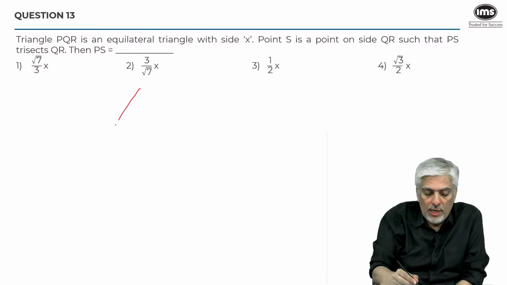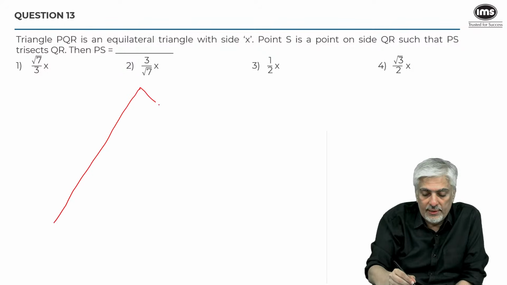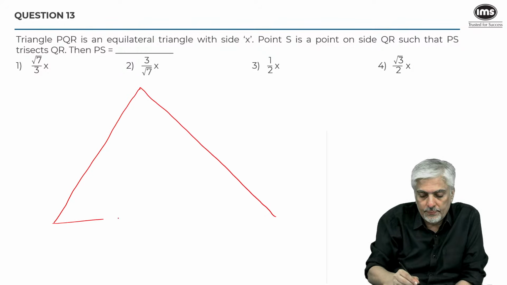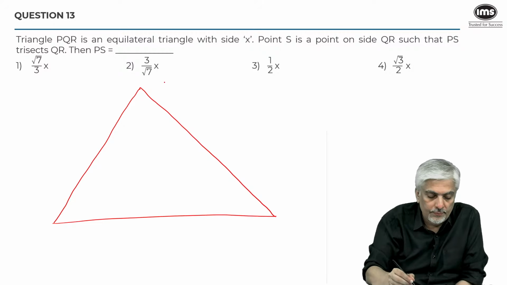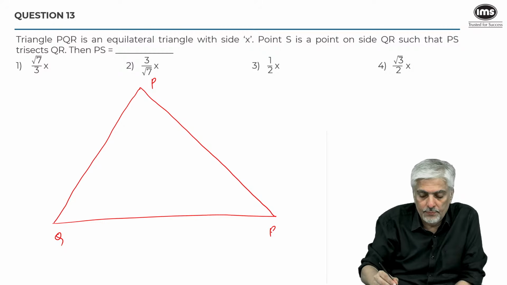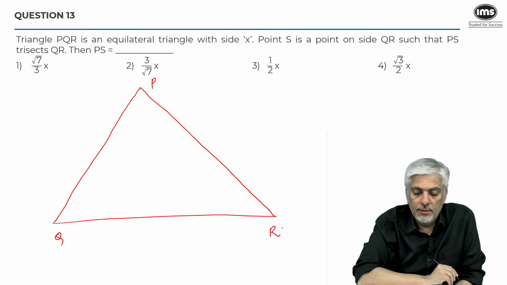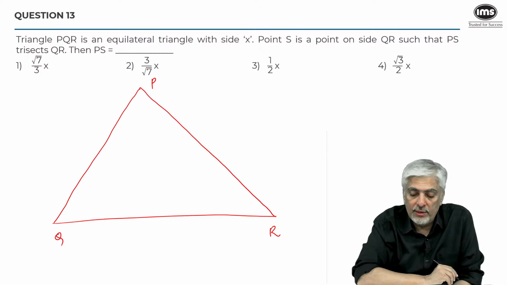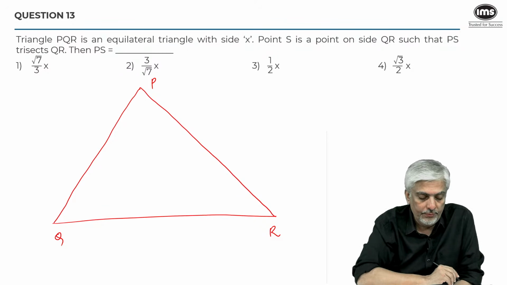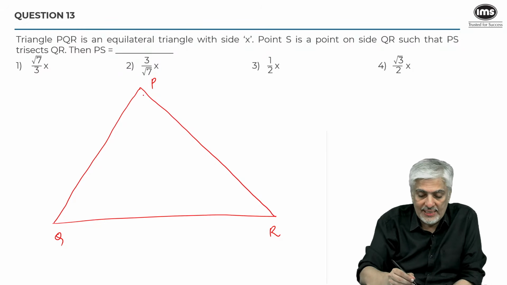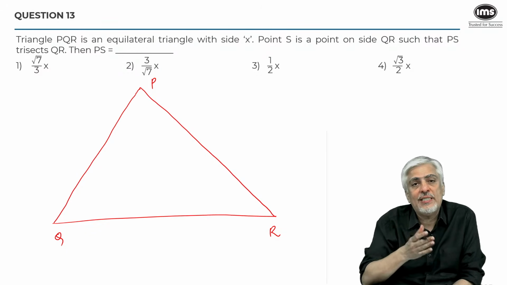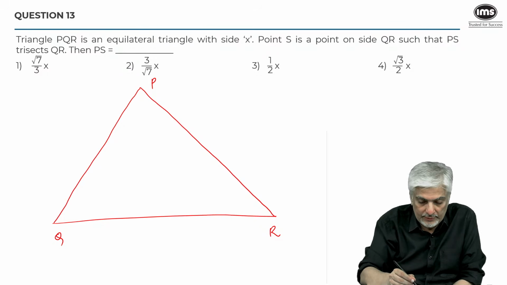Triangle PQR is an equilateral triangle. S is a point on QR such that PS trisects QR. PS trisects QR. Trisects means divided into 3 equal parts.